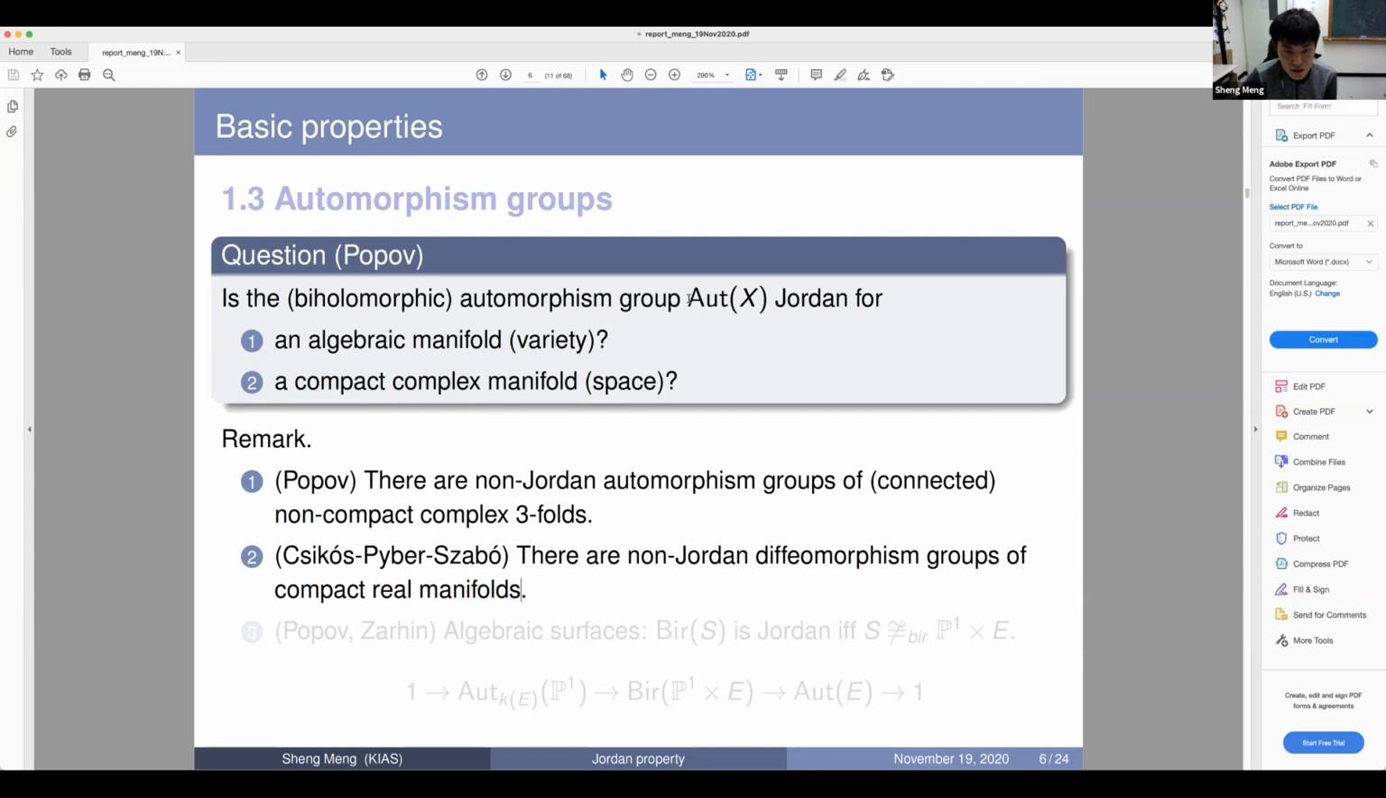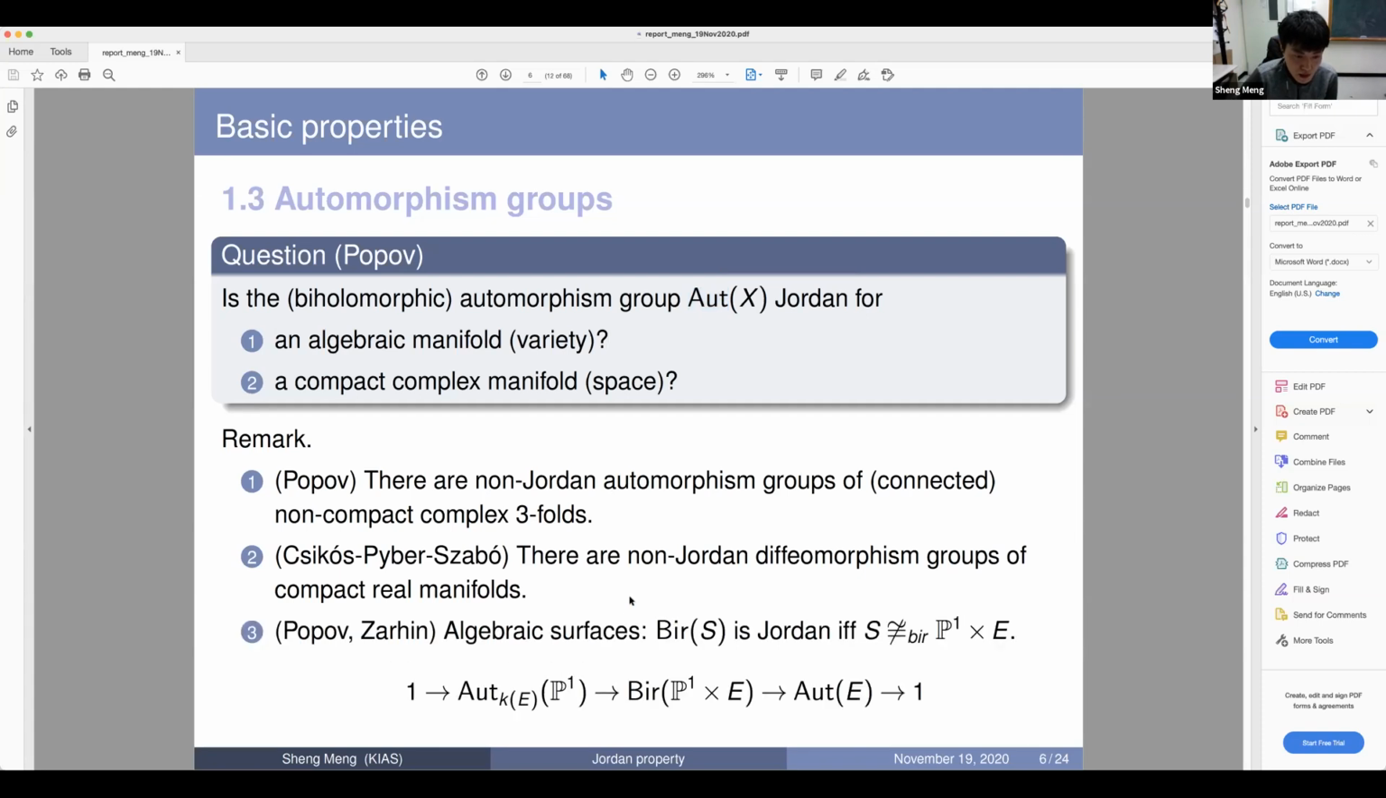And automorphisms here cannot be replaced by meromorphic automorphisms, because Popov showed that for algebraic surfaces, the birational automorphism group of S is Jordan if S is not isomorphic to a product of a projective line and an elliptic curve.